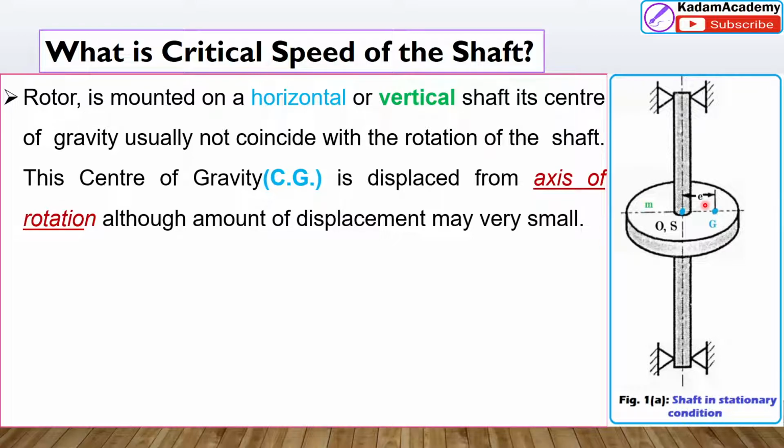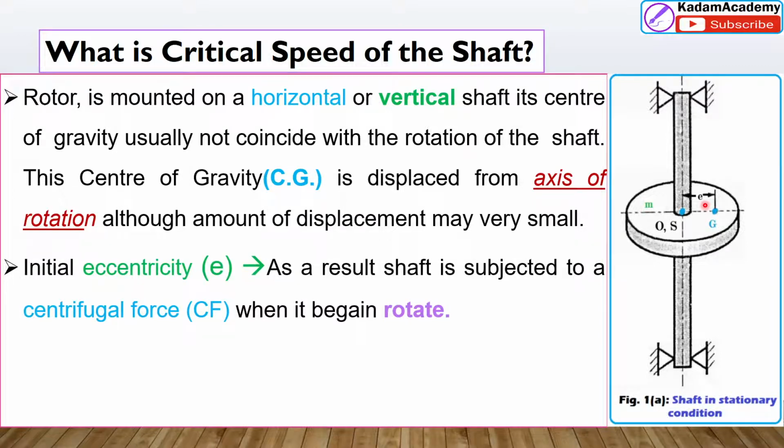As a result of this initial eccentricity e, the center of gravity is away from the axis of rotation. The shaft is subjected to centrifugal force when it begins to rotate. This centrifugal force is applied here and tries to go in the outward direction because G is on this side. As observed in the video, this further increases the eccentricity, and hence the magnitude of the centrifugal force. In this way the effect is cumulative, and ultimately the shaft may fail.